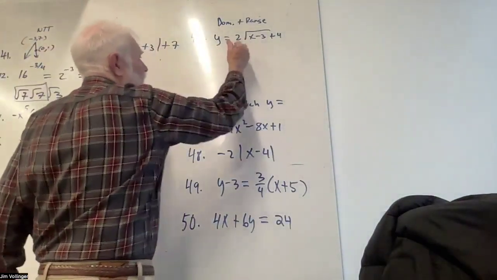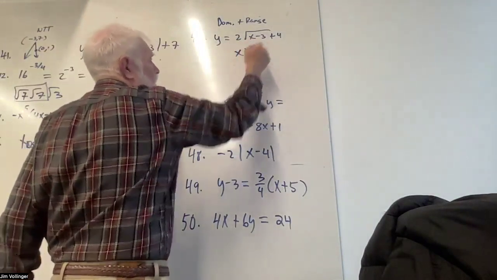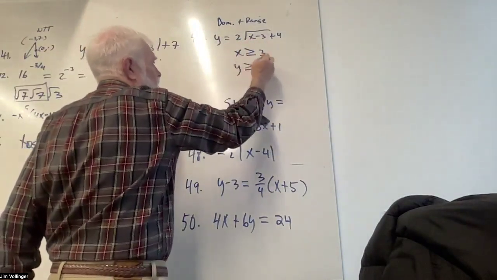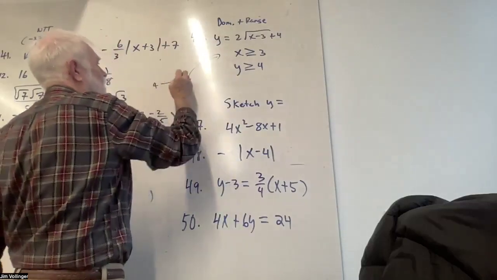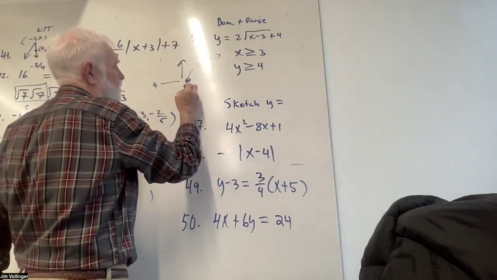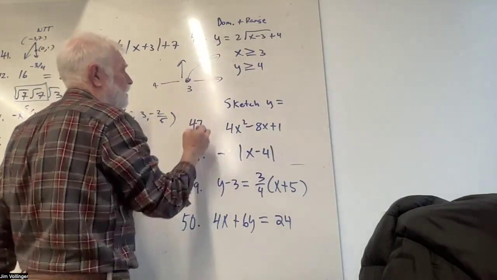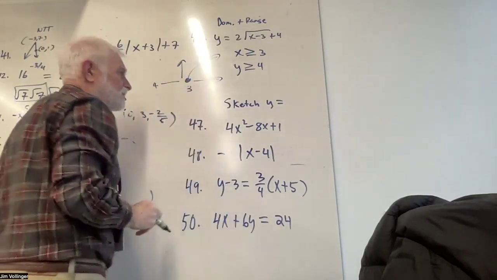Domain and range. Well, my x's have to be greater than or equal to 3, and my y's have to be greater than or equal to 4. This is what the graph looks like. That's a height of 4. Everything else is above that. This is an x value of 3. Everything's to the right. But it could also equal those values.